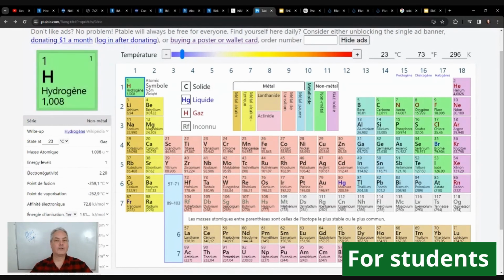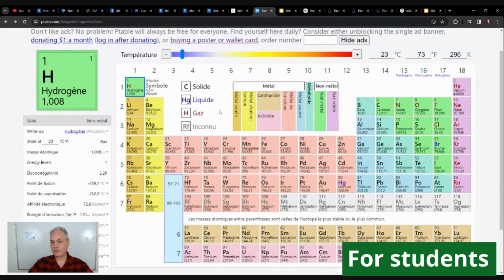So I'm going to start with hydrogen here. The periodic table has some specific information. The first one we have is the symbol and the name here. So this is hydrogen, the symbol H, and we have the name hydrogen.